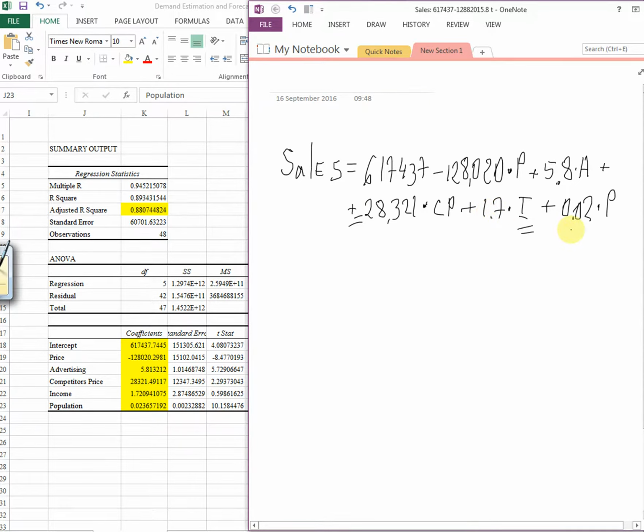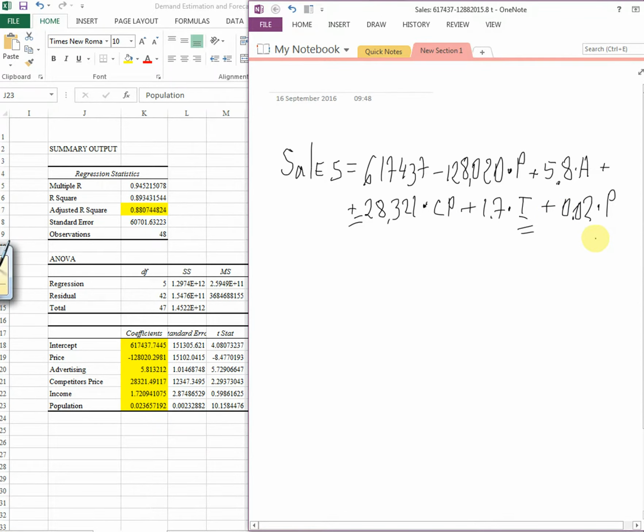Plus the population parameter, 0.02 times the population value. If we increase the population by 1 unit, then the sales of pie increase by 0.02 units. It will be better to have 100 people as an increase unit. So let's say if the population increases by 100 people in the region, then we can sell 2 pies. So it's 2 pies per 100 people increase in population. All right, so this is how we interpret this demand equation.